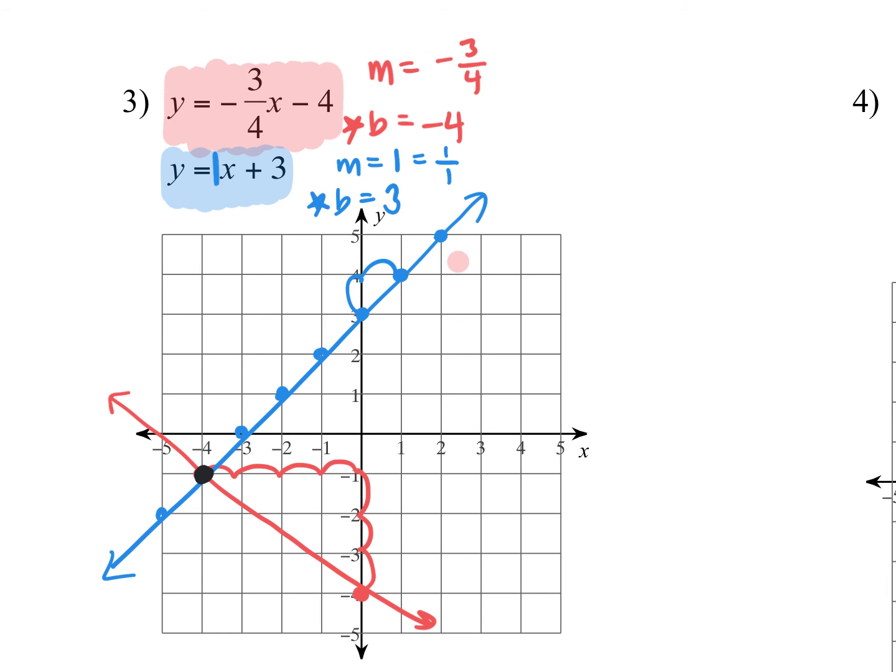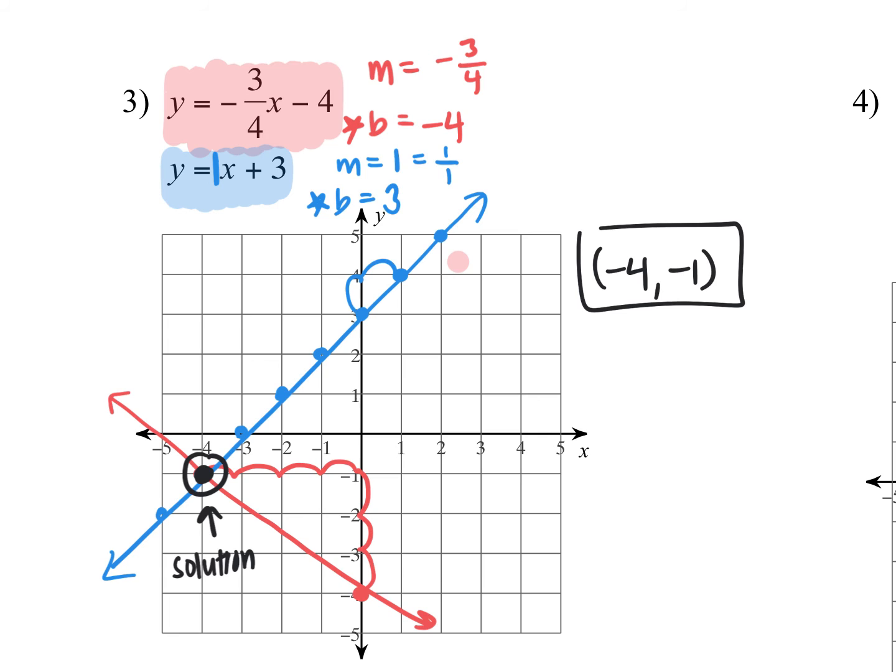And then this right here is my solution. This is where we cross both lines. Okay, so go ahead and try and identify what that point would be labeled if I were to identify it as a point. We should have -4, -1 as my solution for number 3.